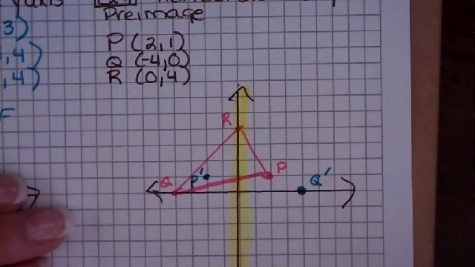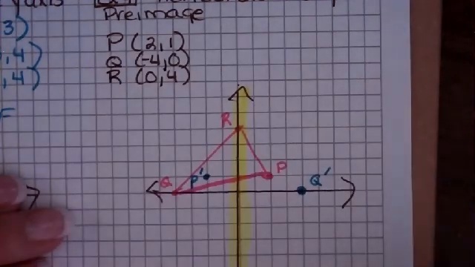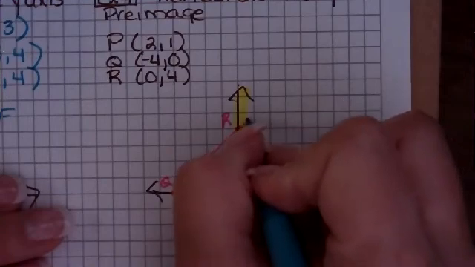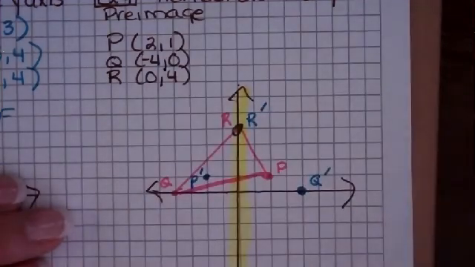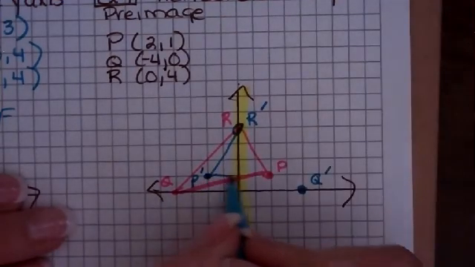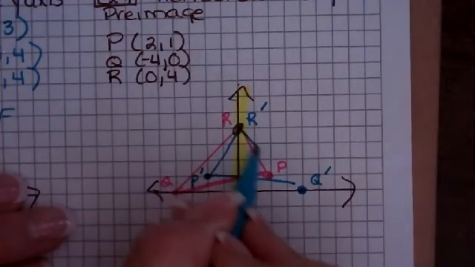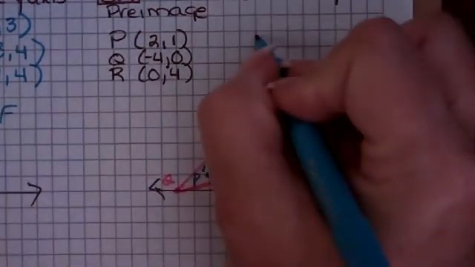Now, R. What about R? Well, R is 0 spaces away from the line of symmetry, so that means I'm moving it 0 blocks. And what that tells me is that R and R prime are exactly the same point, okay? And if I connect those 3 points now, I do see symmetry. The 2 triangles overlap each other, but you can see the symmetry in there with them, okay?